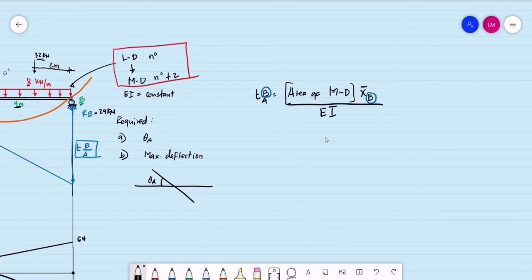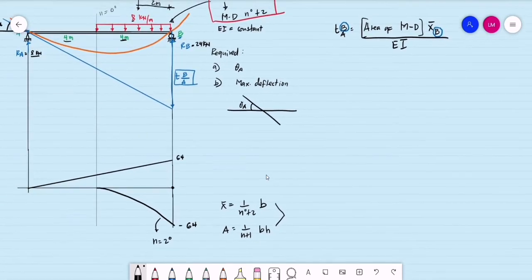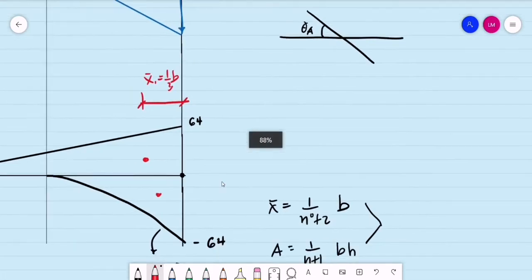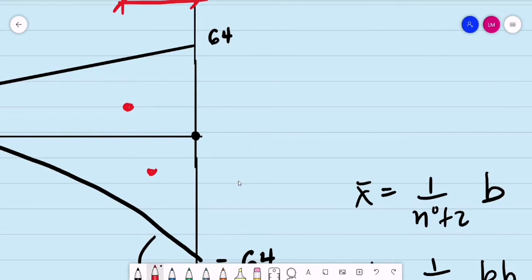So how do we compute now for the deviation from A to B? All we have to do is locate the centroids of these diagrams with respect to point B. For a triangle, we know this distance: let's say x̄1 is equal to 1/3 of the base. Then for this spandrel, its x̄2 is equal to 1 over the degree plus 2, times the base.